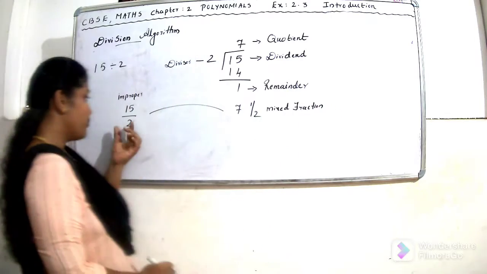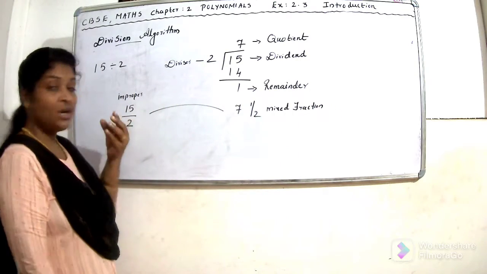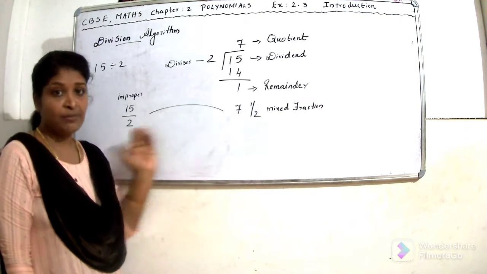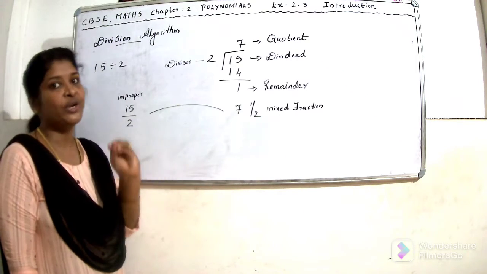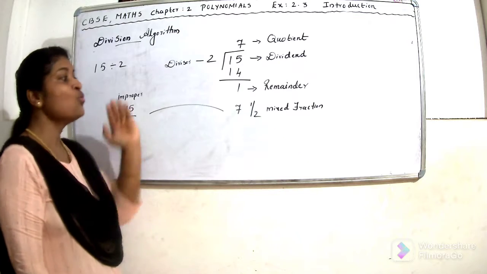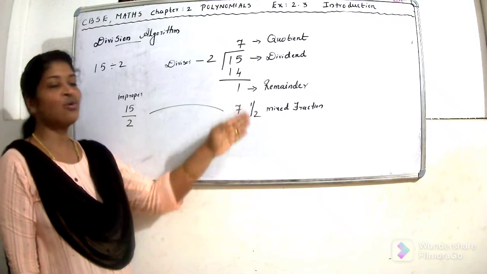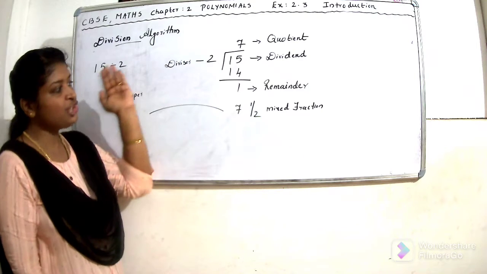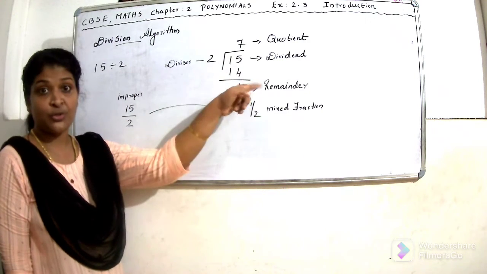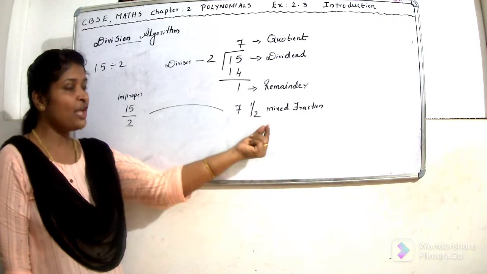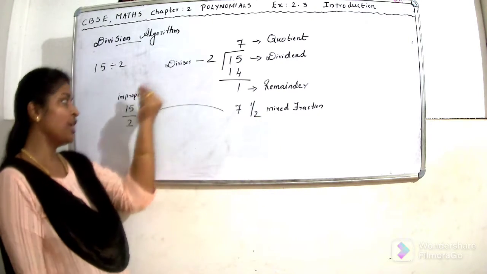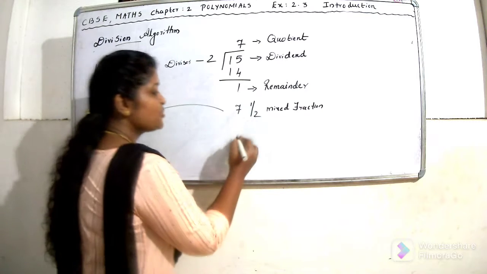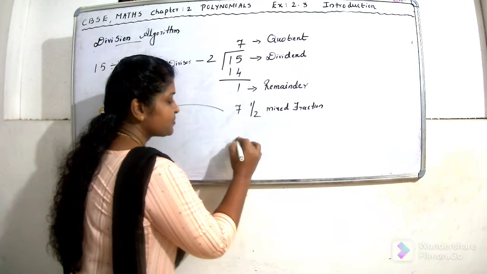Both look different in appearance, but their value is the same. 15 by 2 is equivalent to 7 whole 1 by 2. So an improper fraction can be changed into a mixed fraction. Now the reverse: how can we change a mixed fraction into an improper fraction? That also we know.